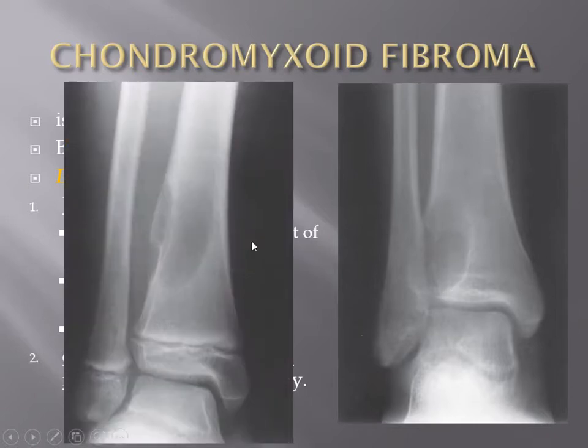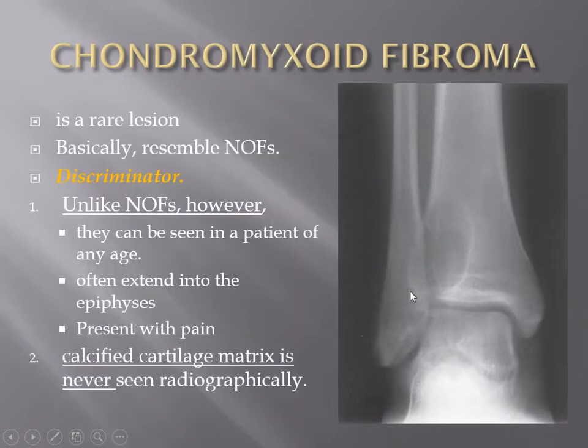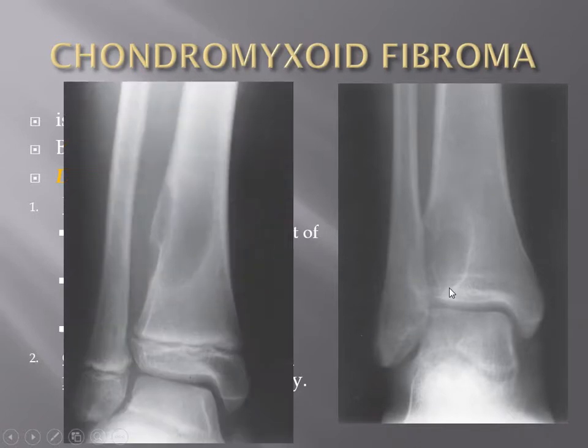For the comparison, this is non-ossifying fibroma. I think this one never calcifies. Which one? It does not show calcification in any model. No, sorry, yes, absolutely right. So the differential, as you can see, this one is reaching the articular surface and this one is not. So this is non-ossifying fibroma and this is chondromyxoid fibroma.